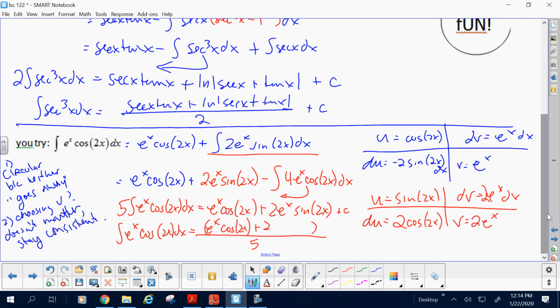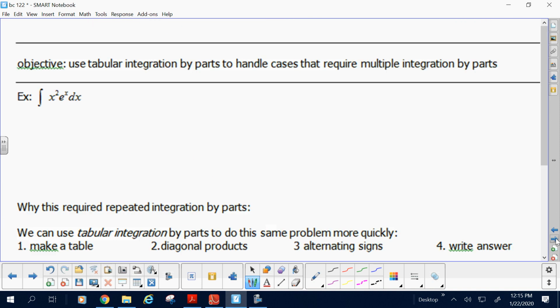Pretty straightforward. Are you with me? Okay, cool. Now, when I say go away, that's important to the next skill, tabular. There is a quick way to do repeated integration by parts, and it's called tabular integration. So let's look at this first.